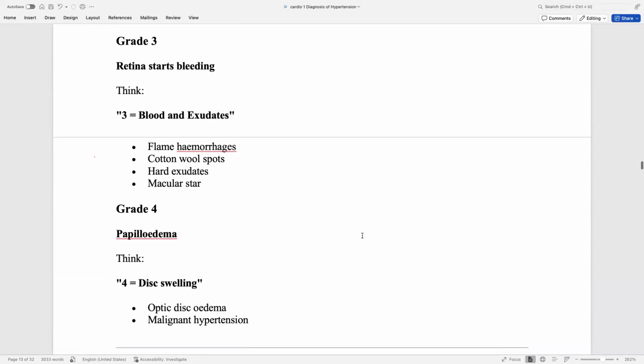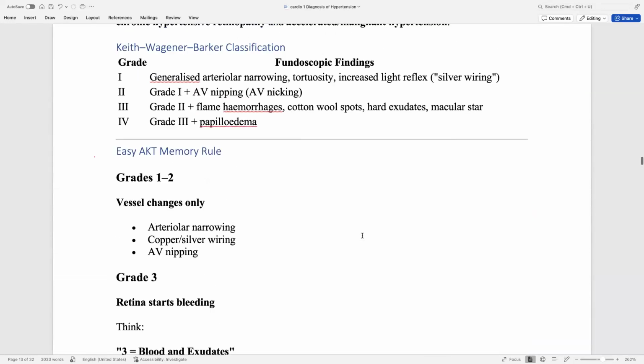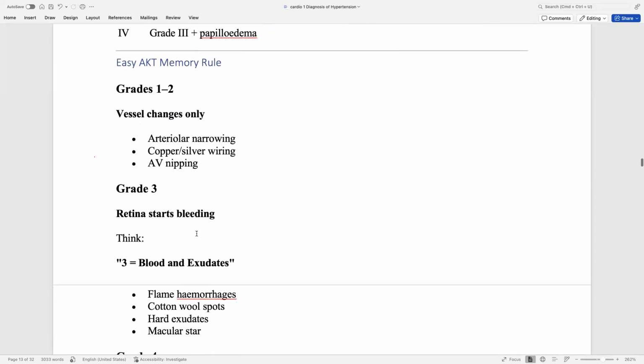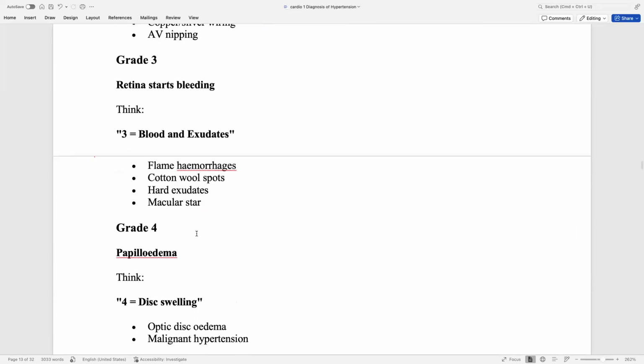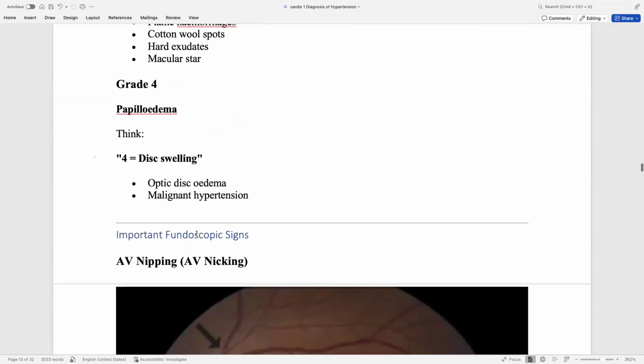Okay, silver wiring, arterial narrowing, arteriovenous nipping. This is stage 1 to 2. Stage 3, there will be blood or exudate. Stage 4, papilledema.